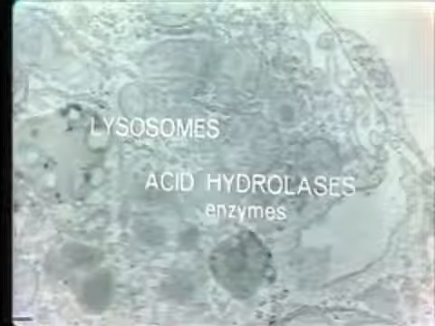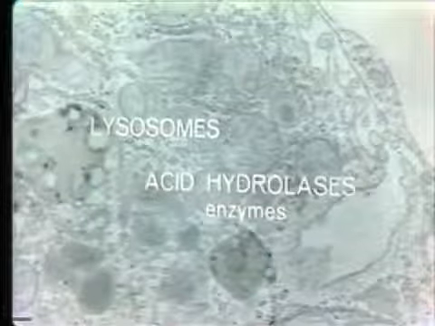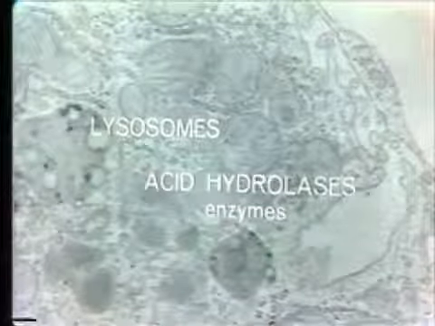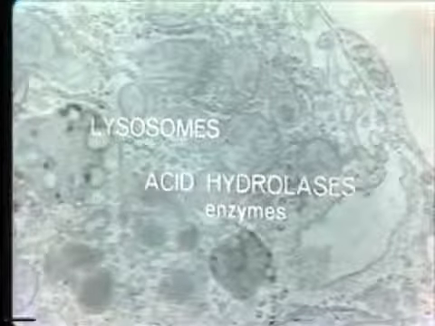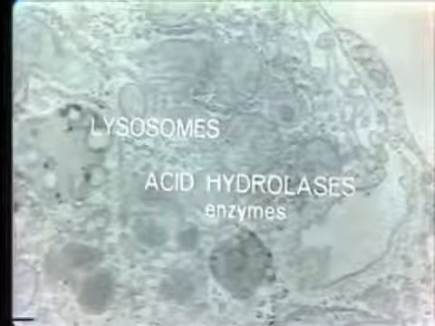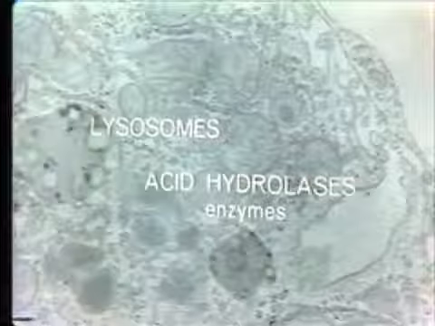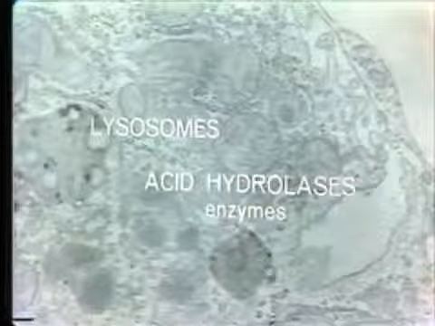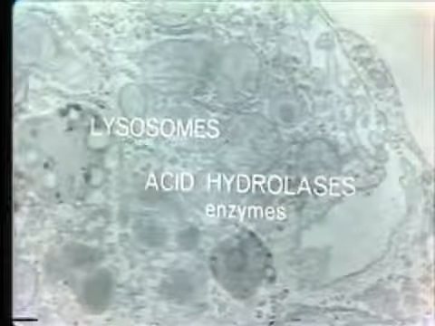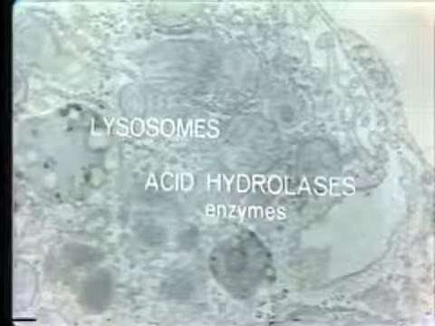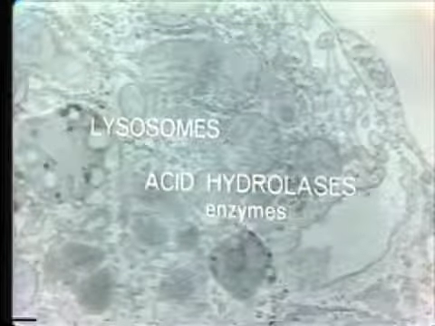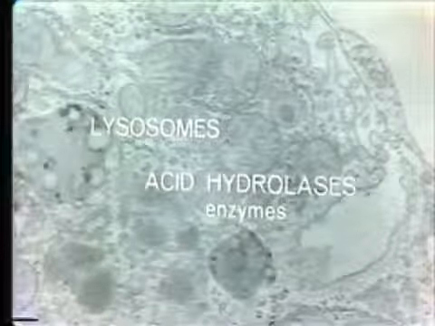Lysosomes contain the acid hydrolases that are found in the cell. These function by ingesting foreign material, bacteria, foreign proteins, and break them down. They're containers of degradative enzymes, acid hydrolases.